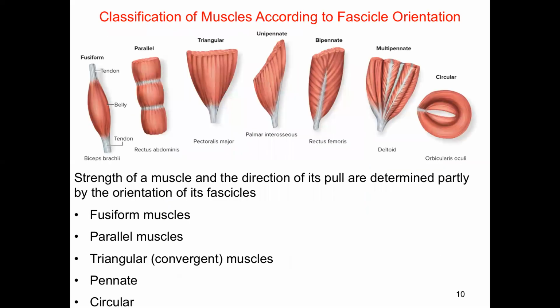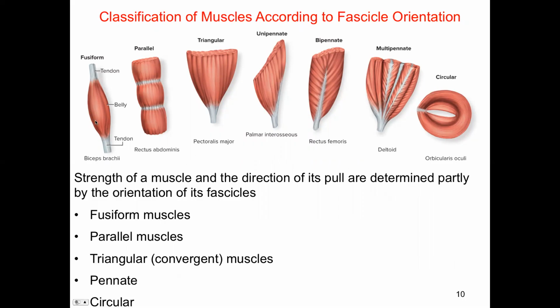Now, the fascicles themselves are oriented in certain ways in muscle, and this orientation is important for the functionality, the way the muscle pulls. There's a set of terms that are used to describe these formations: fusiform, parallel, triangular, pennate, and circular. I'm going to go through these here.